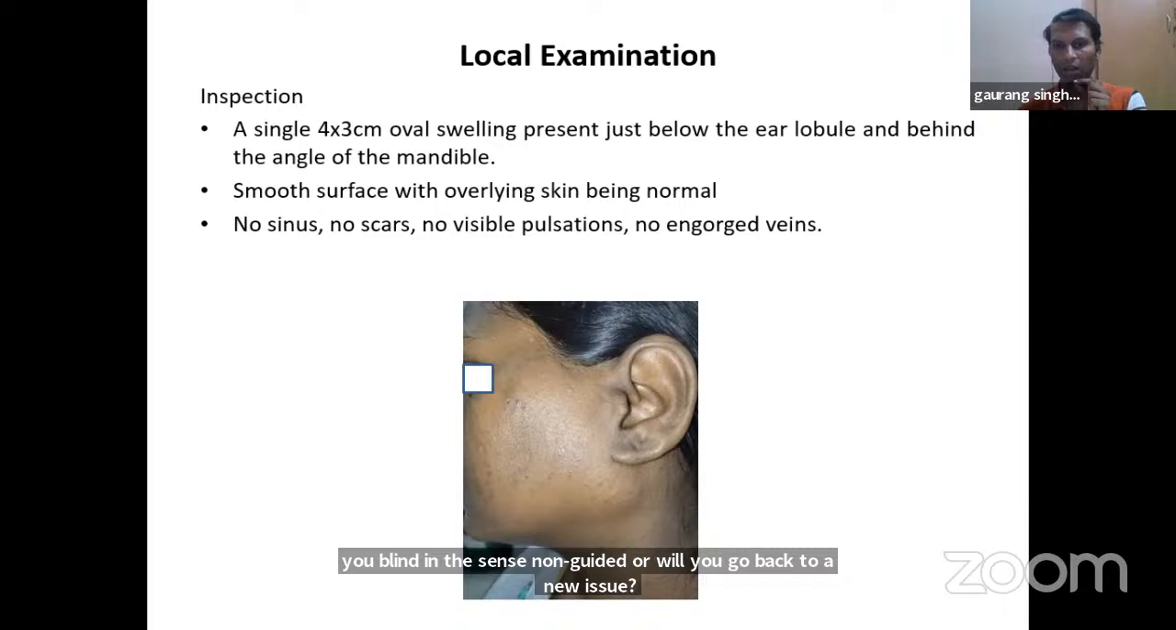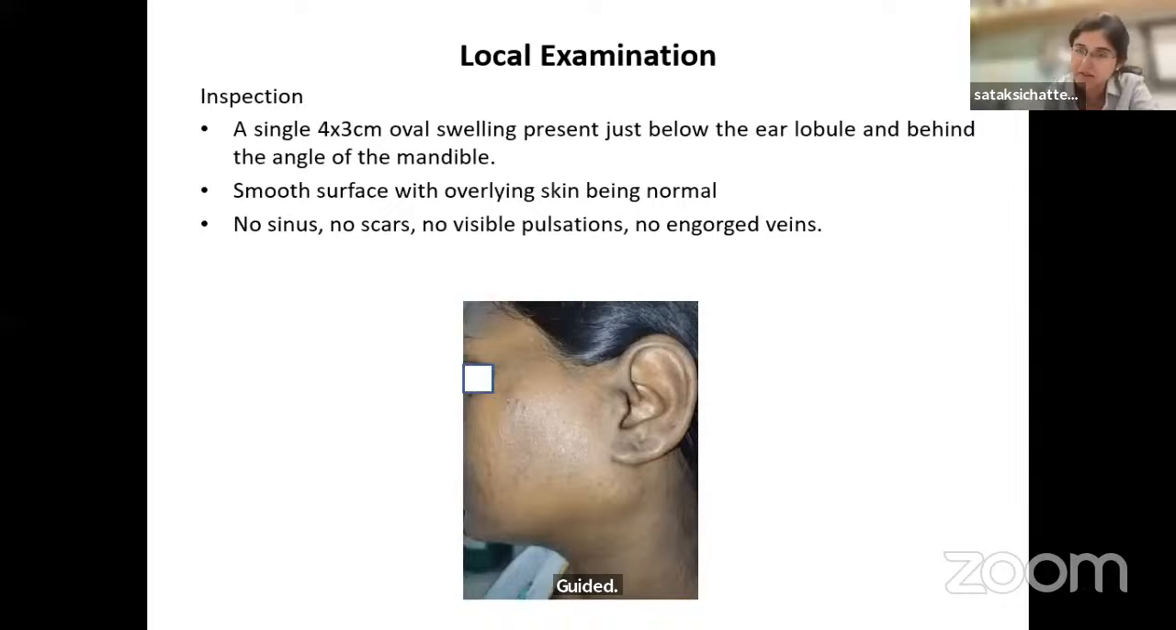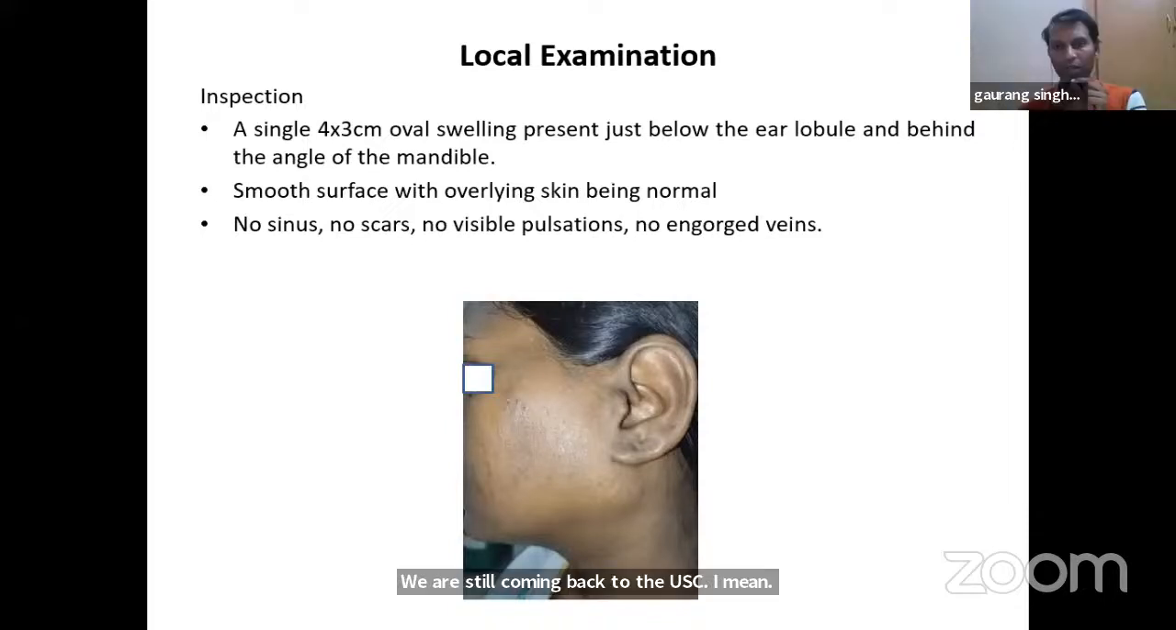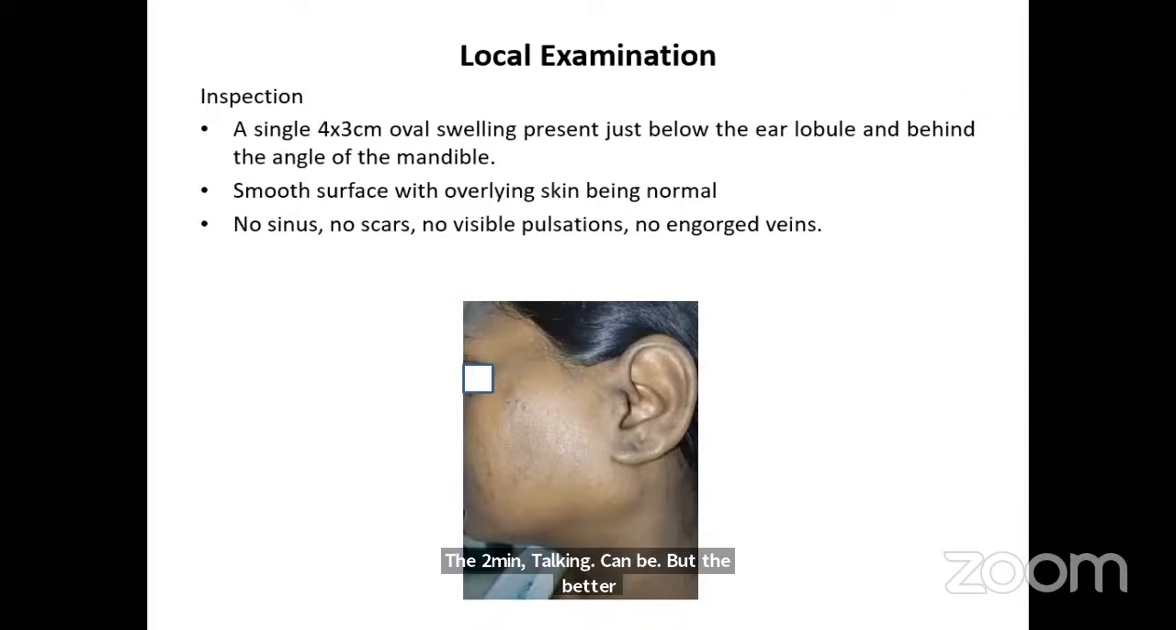We can undertake blind FNAC here, ma'am, but USG guided is much better. We are still coming back to the USG, meaning we cannot entirely avoid it. The tumor is palpable and quite big, so a blind FNAC can be taken up in this case. But the better option will always be a USG guided FNAC. So I would rather rephrase your answer like this. My initial investigation would be an ultrasound because it will help me to guide the FNAC also.